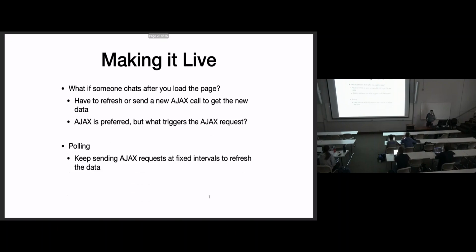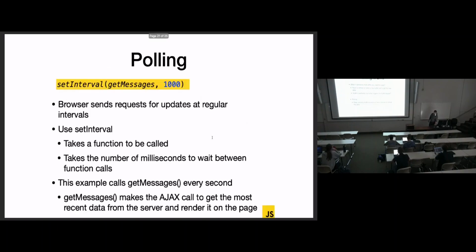All right, so we wanted to make our content live. Somebody sends a chat message, we want everybody to be able to see that message. To do that, we could send an AJAX request, but when do we send an AJAX request? We can send an AJAX request every single time we want the latest chat message, the latest data. And polling is a way to say, well, when? How about just all the time? Polling is sending that request at regular intervals, which we have setInterval in JavaScript.